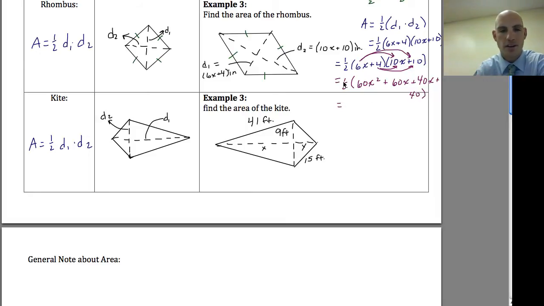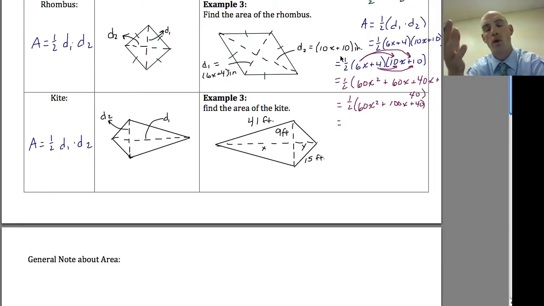So here's what I've got. I'm running into the next one, but that's okay. 1/2 of 60x squared plus 60x. Let me combine like terms. Of course, math teacher, combine like terms. 60x plus 40x would be 100x plus 40. And let's distribute the 1/2. Remember, 1/2 multiplied by something is the same as divided by 2. So half of this would be 30x squared plus 50x plus 20.